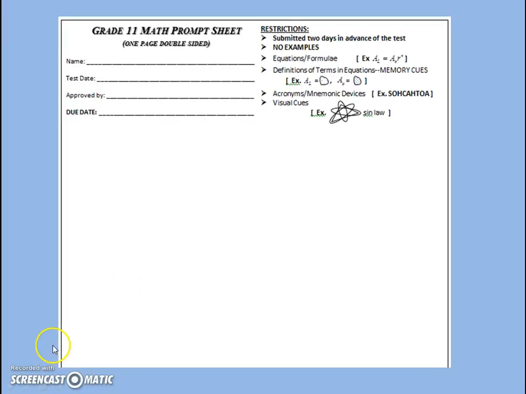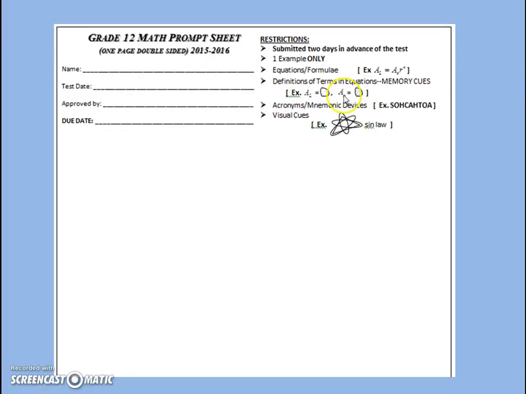So let me just go back for a sec. So that's the difference here, so that it becomes continually restricted as the grades move forward. So then what does that look like in grade 12? Well, same type of thing.